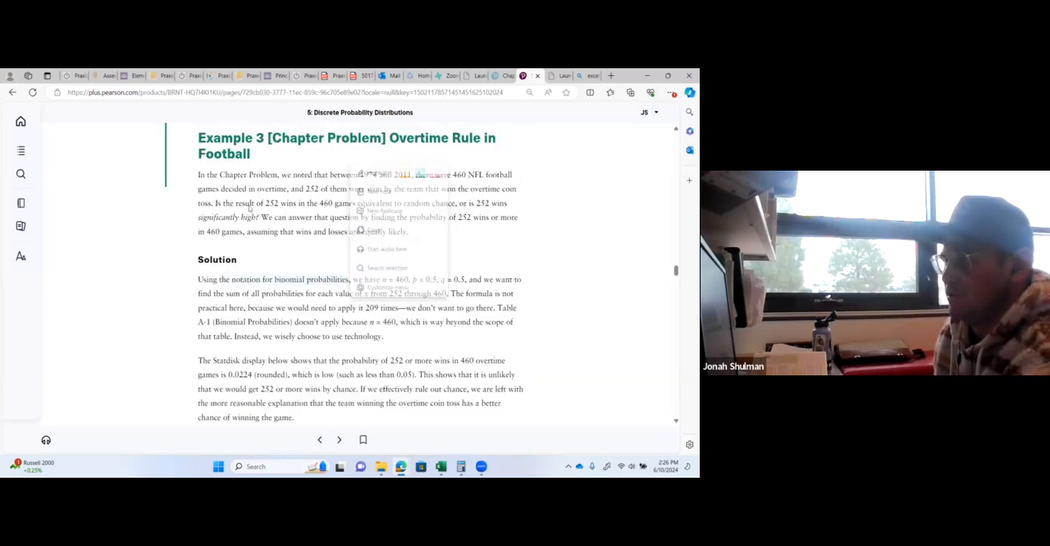All right, using the notation for binomial probability. Oh, sorry. In the chapter problem, we noted that between 1974 and 2000, there were 460 NFL football games decided in overtime. 252 of them were won by the team who won the coin toss. Is the result of 252 wins in the 460 games equal to random choice, or is it significantly high? We can answer this question, which is equally likely.